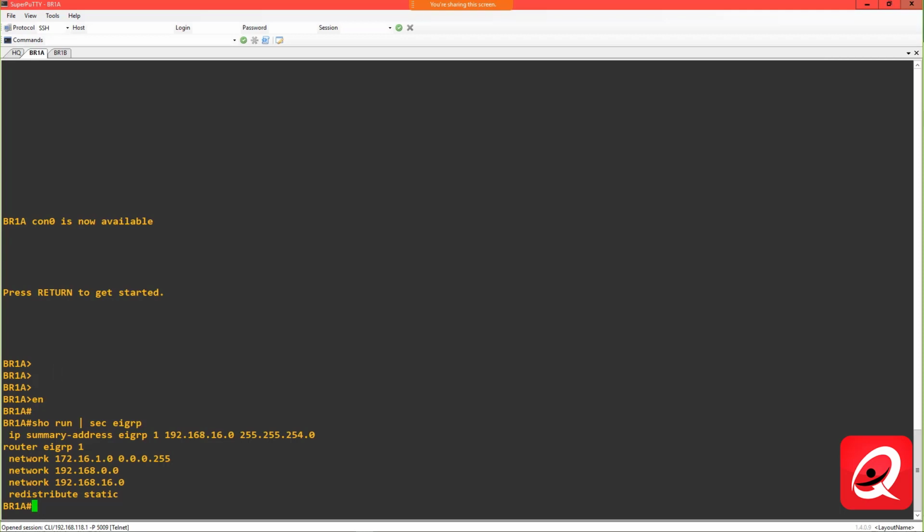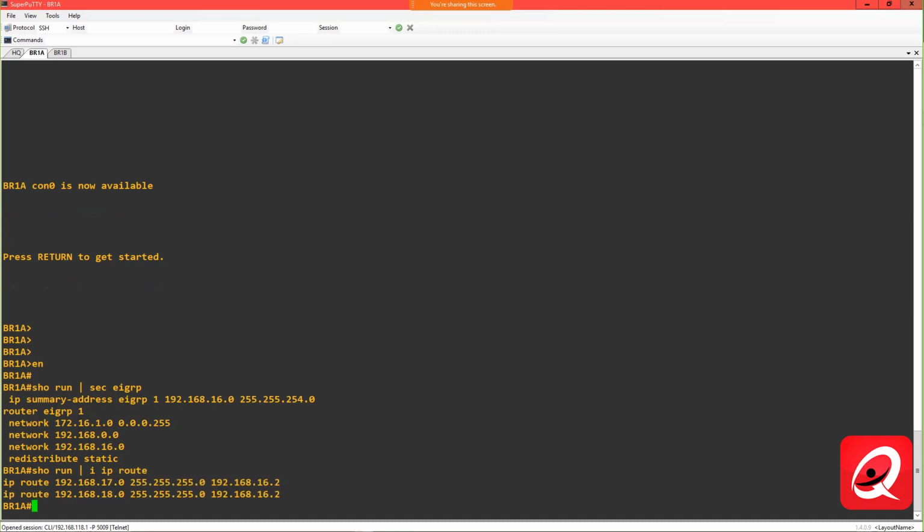And we have a redistribute static, so let me do a show run pipe include IP route. We can see that we have two static routes that point to 16.2, and that's how these routes are getting into EIGRP. We've got static routes configured on BR1A for reachability to the 17 and 18 subnets, and we're redistributing those into EIGRP using a static redistribution.